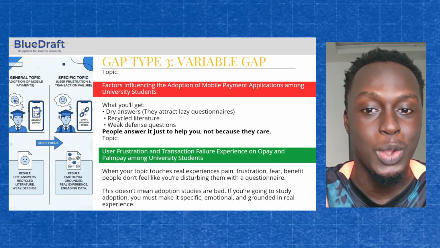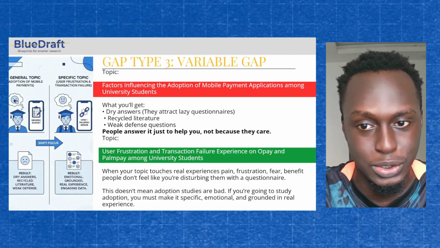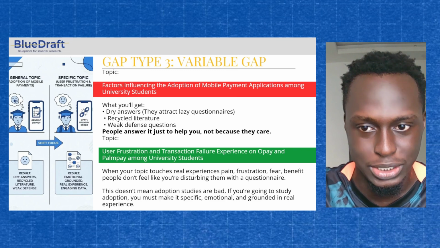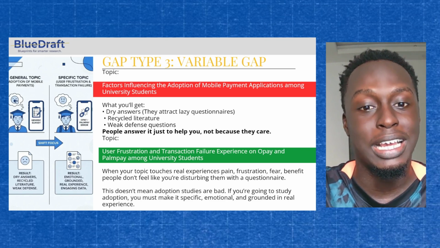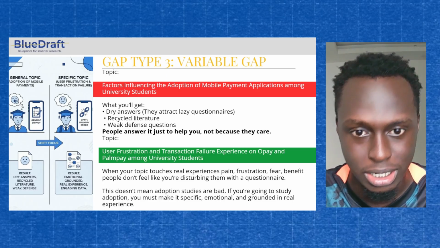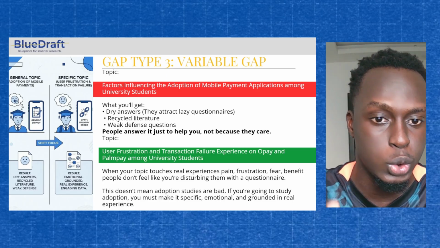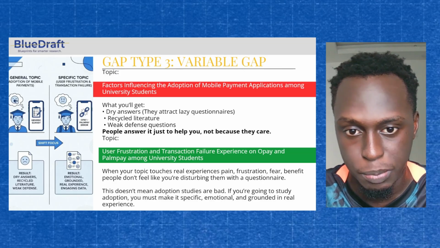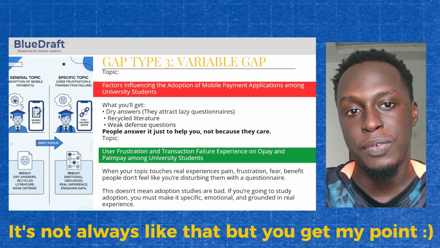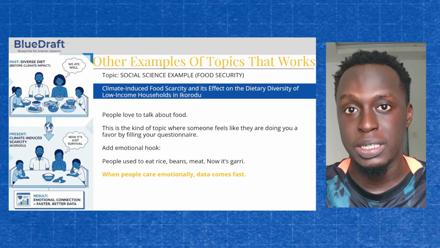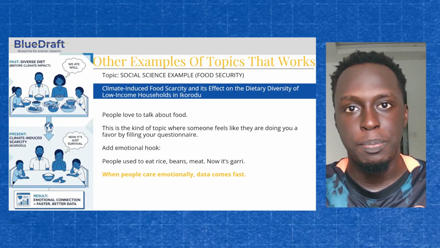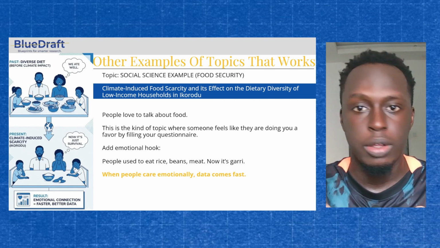So when your topic touches real experiences, pain, frustration, fears, benefits, people don't feel like you're disturbing them with your questionnaire, or whatever you're doing. It doesn't mean the first topic we talked about is bad, but if you're going to study the adoption of whatever app, you must make sure it's specific, emotional, and grounded in real life experience. So I'm going to show you other topics from other departments, and some of these topics fall under location, population, or variable, so any of them is fine.